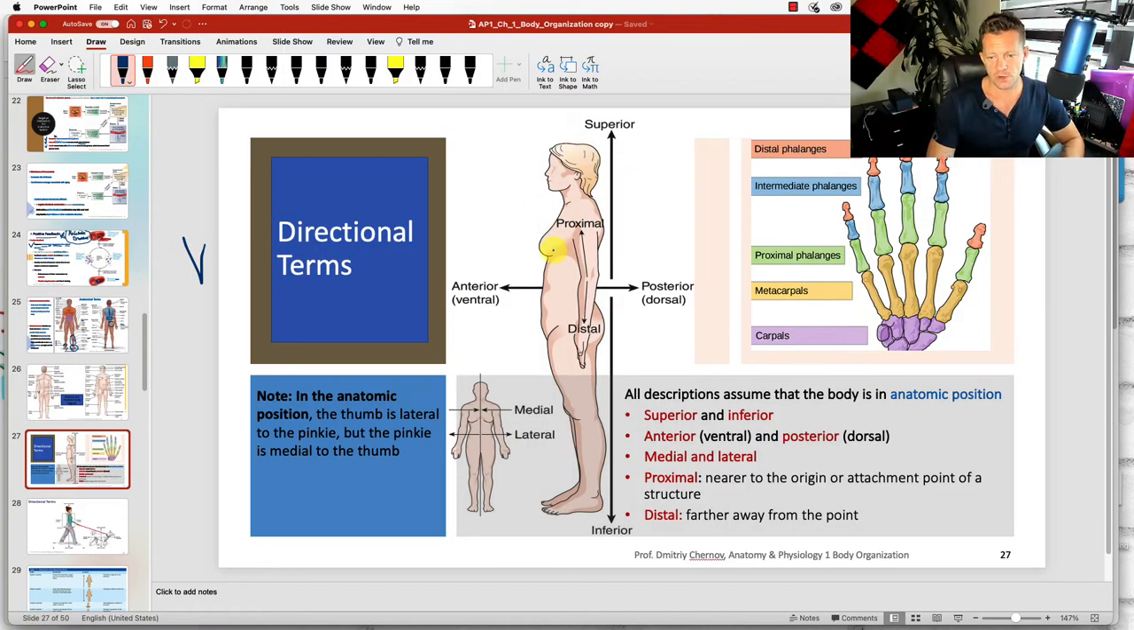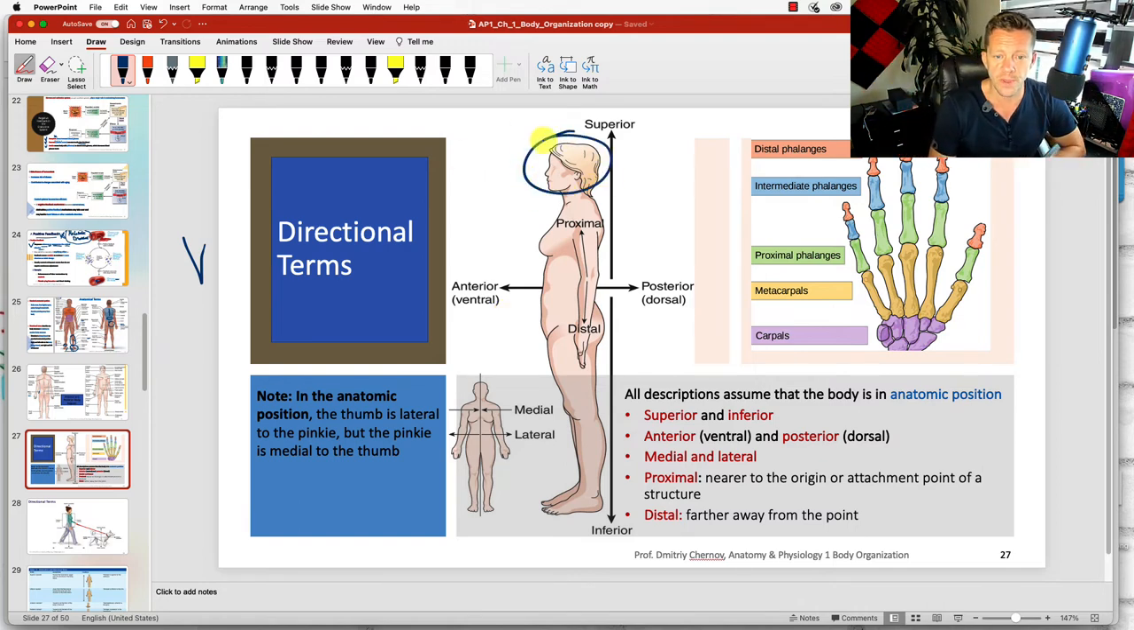So directional terms. When we describe a body part or the entire body, we have to look at the directional term, like an address on the map. So anything that starts from the top is superior. Anything that is below is inferior. So we're going inferiorly, or from the bottom going up, we're going superiorly.